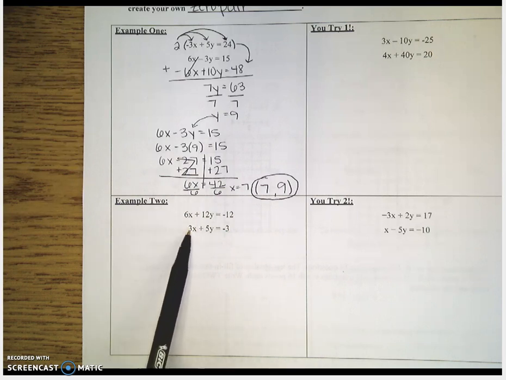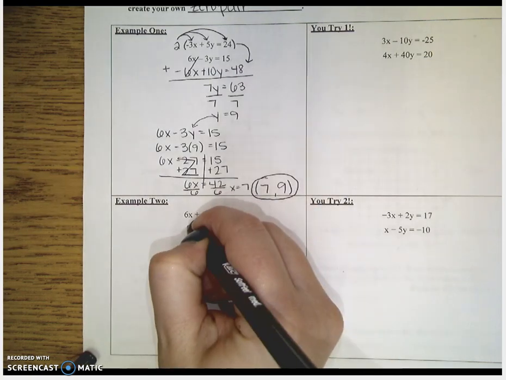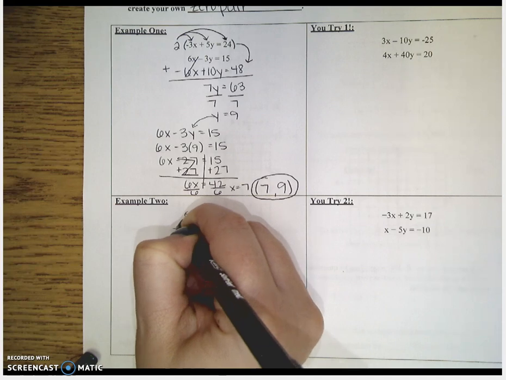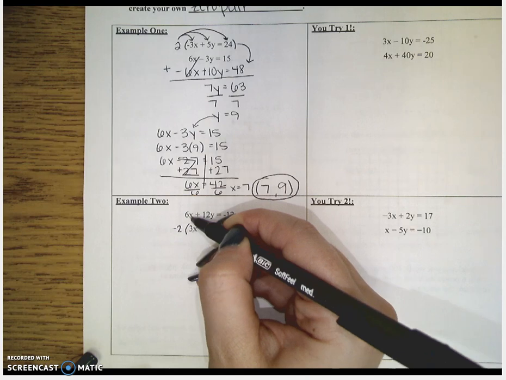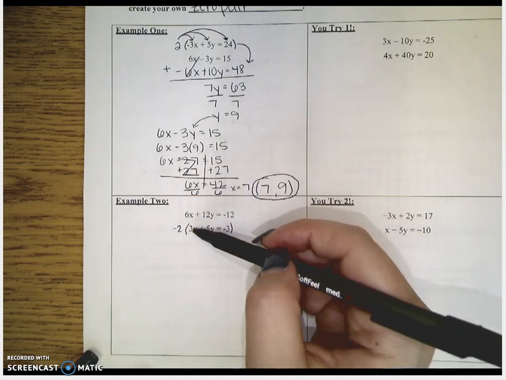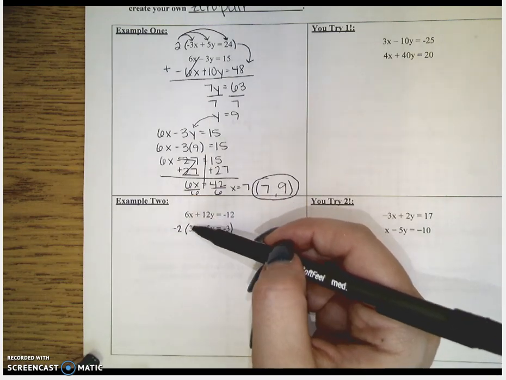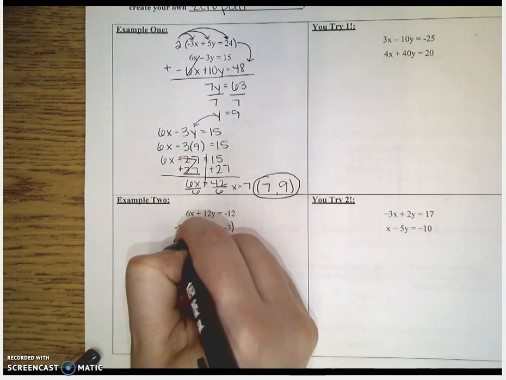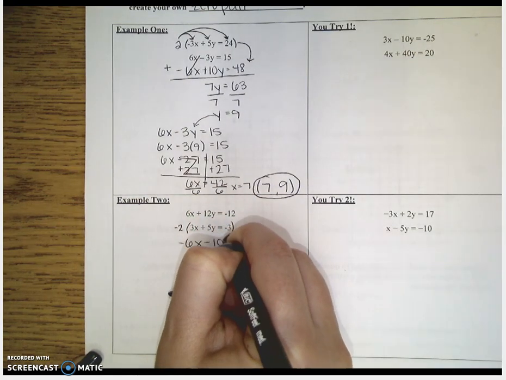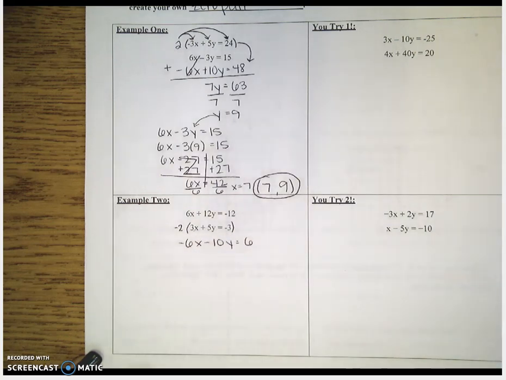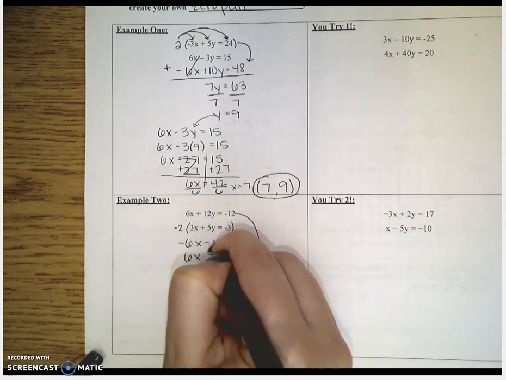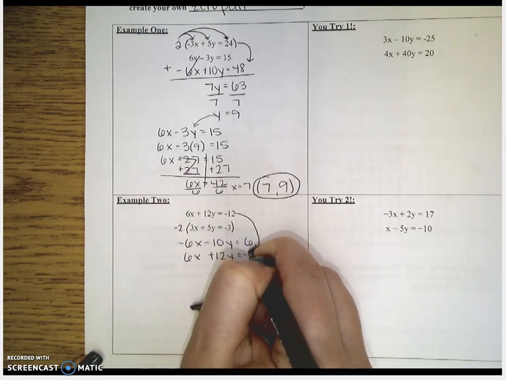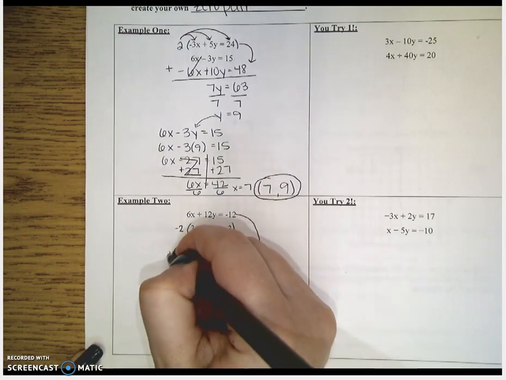I know that 6 is a multiple of 3, it is multiplied by 2. So if I multiply this bottom equation by negative 2, then I'm going to get a negative 6x to cancel out that positive 6x. The only way they cancel out is if they have opposite signs. So when I multiply that by negative 2, I get negative 6x minus 10y equals positive 6. I'm going to drop down my original equation because I did not do anything to it. So plus 12y equals negative 12. And I'm going to add these together.